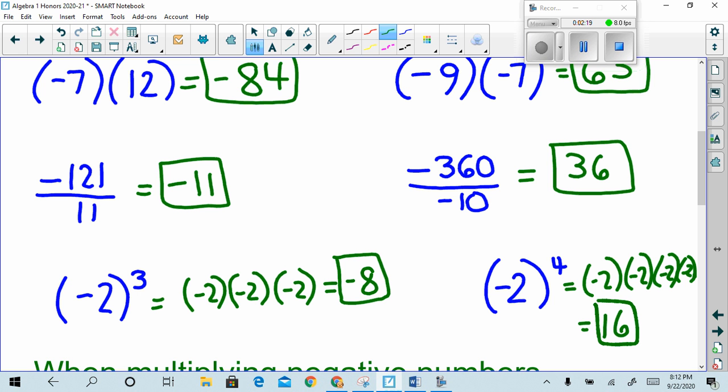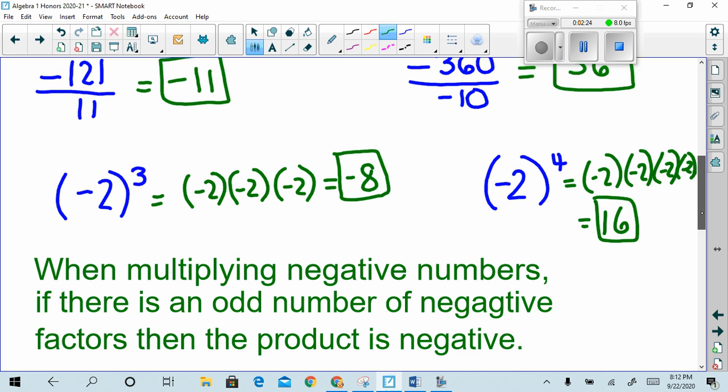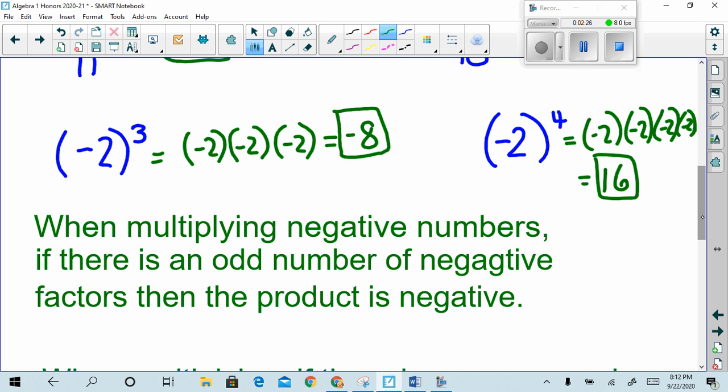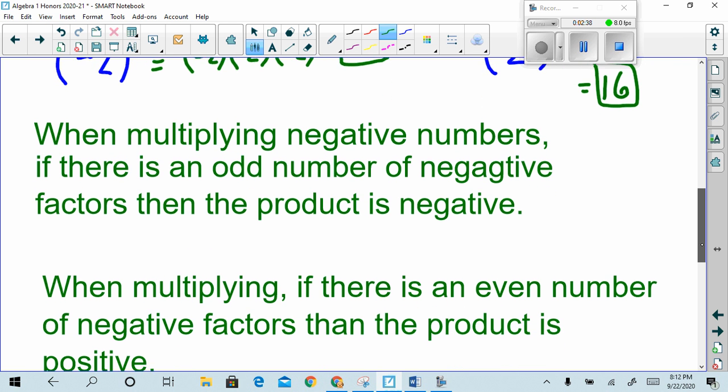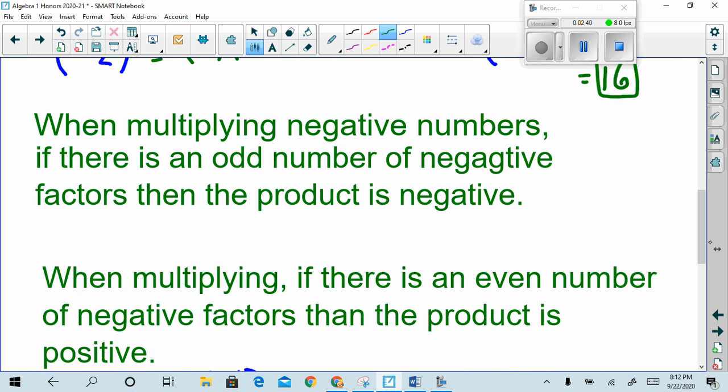Odd number, negative, even number, positive. So again, when multiplying negative numbers, if there is an odd number of negative factors, then your product is negative. And when multiplying, if there's an even number of negative factors, then your product will be positive. Again, if you don't remember that rule, please jot it down now in your notes. It's a good reference to have.